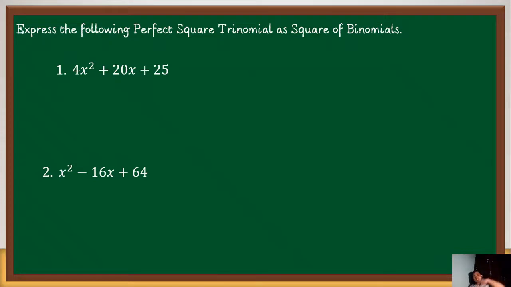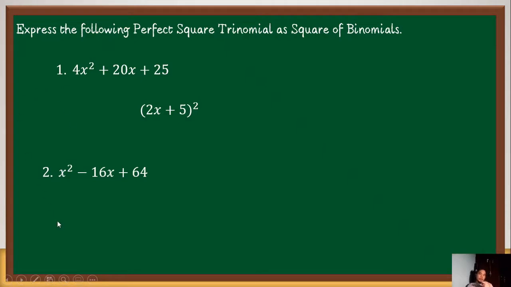Okay, so I assume that you are now finished. The answer for number 1 is (2x + 5) quantity squared. The square root of 4x squared is equal to 2x. The square root of 4 is 2. The square root of x squared is x. The square root of 25 is 5. Then, yung middle term natin, which is plus 20x, kukopyahin lang natin yung sign nun. Then, ilalagay natin sa loob ng parenthesis.